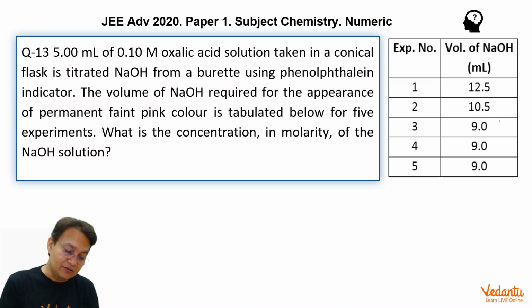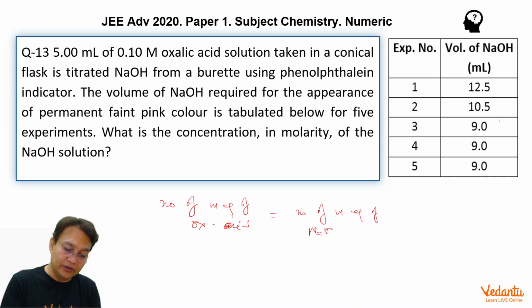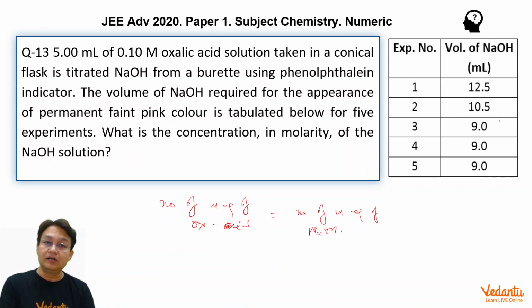The fundamental of this problem is that the number of milli equivalents of oxalic acid should be equal to the number of milli equivalents of NaOH. Would you like to solve it by the equivalent method or by the mole method? There are two ways in which you can solve it.